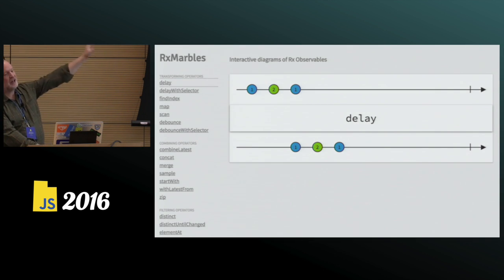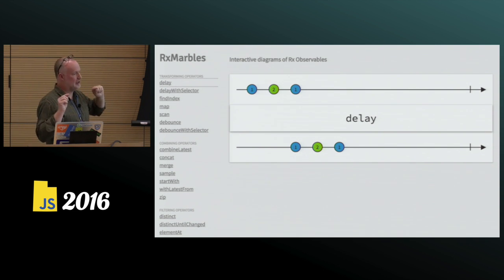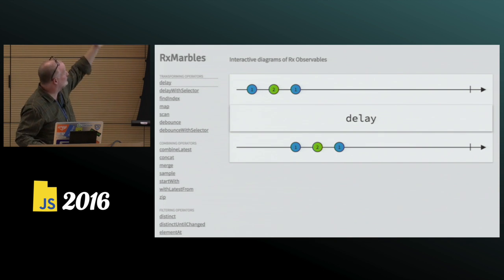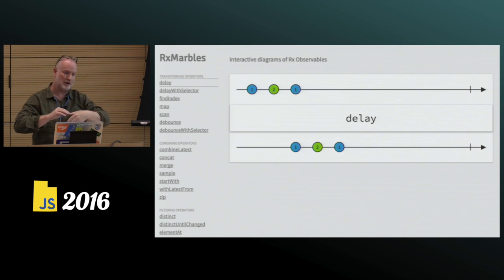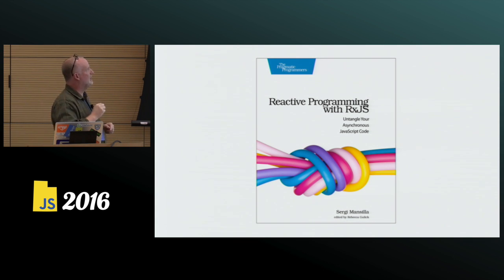We didn't use marble diagrams at all today, but a common way to visualize how operators are affecting a stream of values is to use these marble diagrams. This is an excellent website, RxMarbles, where you can click on an operator, see the visual representation of that, and interact with it. If you'd like to read a book, I didn't show you the width of this. It's a small book. It's a relatively easy read.